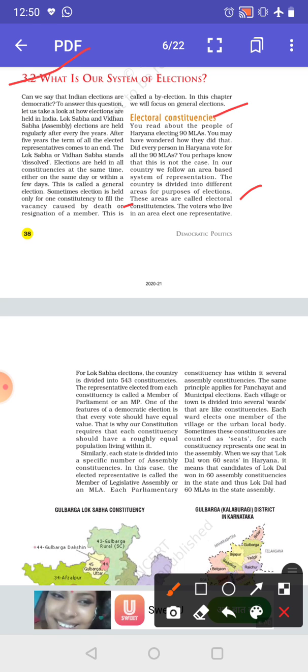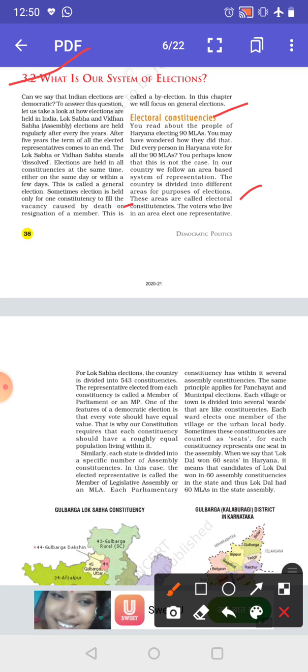The country is divided into 543 constituencies, and similarly, each state is also divided into a specific number of assembly constituencies, and that varies from state to state. There are different numbers of constituencies in every state. The elected representative of a state assembly constituency is known as a Member of Legislative Assembly or an MLA. Each parliamentary constituency has within it several assembly constituencies.